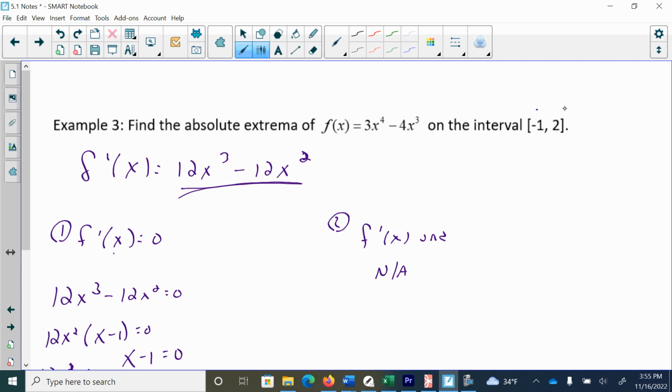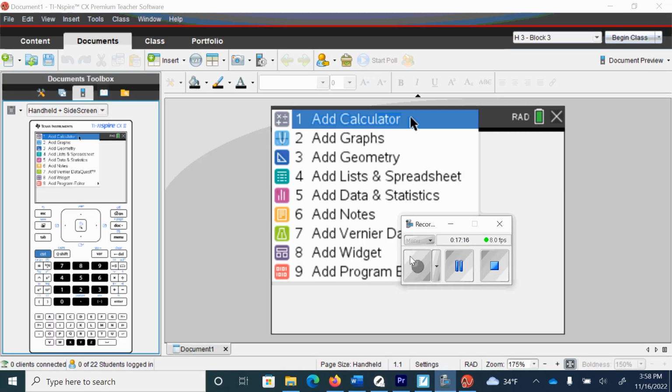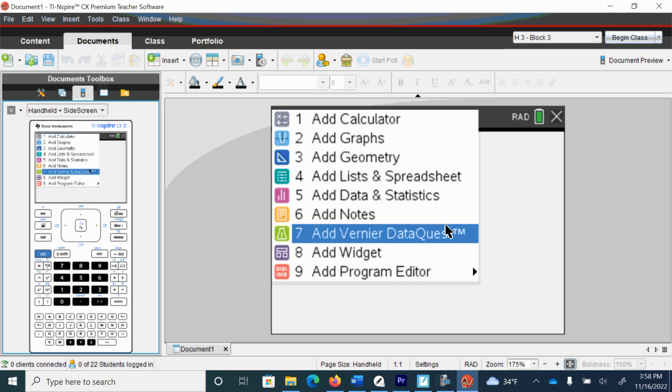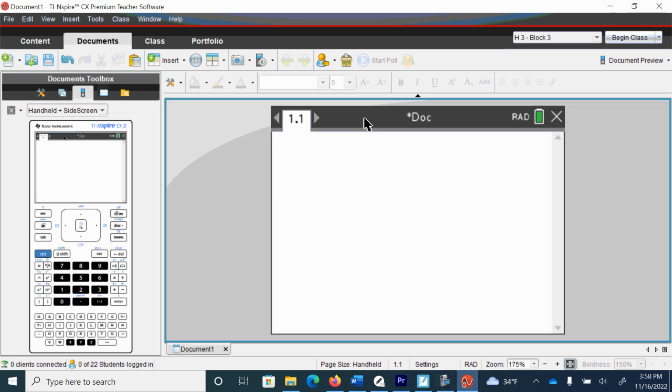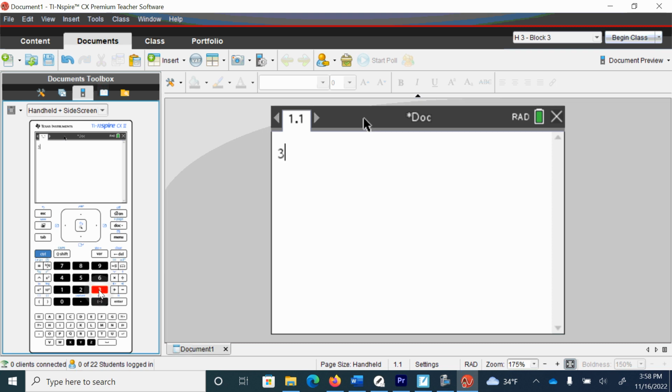So now we're going to get out our calculators, and I'm going to show you how to do that on a calculator. So I'm going on a calculator page, and then I'm going to type in the original equation. So I want to find out what's my highest value and what's my lowest value. So the original equation was 3x to the fourth minus 4x to the third. So I'm going to do 3x to the fourth, minus 4x to the third.